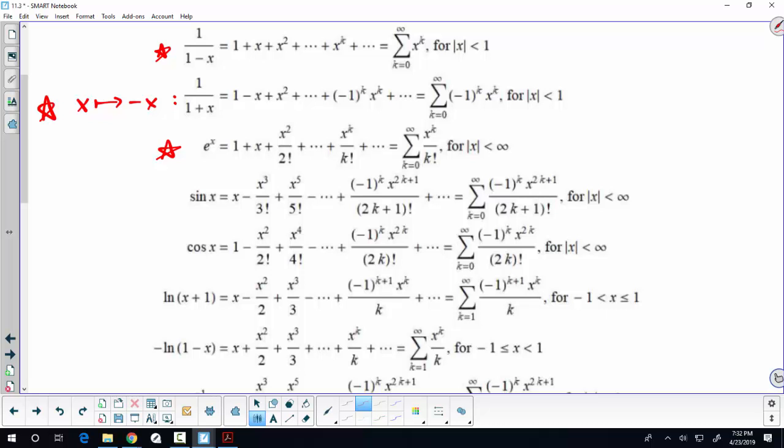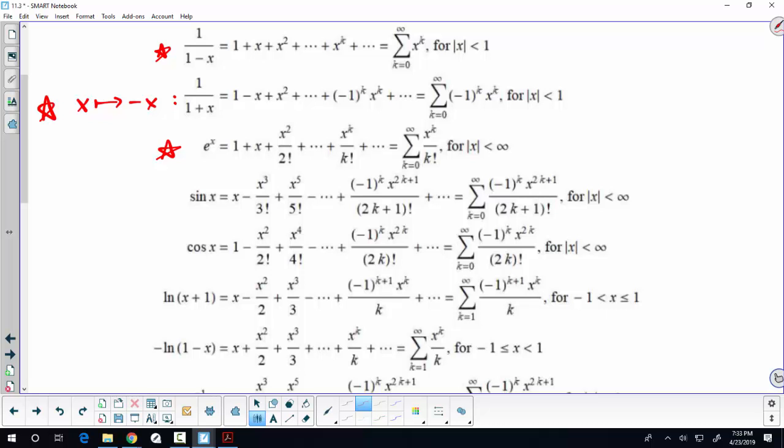Is that x to the 2k plus 1? Yeah, for sine, because 2k plus 1 is always odd, so we have all odd powers: 3, 5, 7, 9. Cosine is even, x to the 2k. 2k is always even. And again, these are the alternating terms from e to the x.